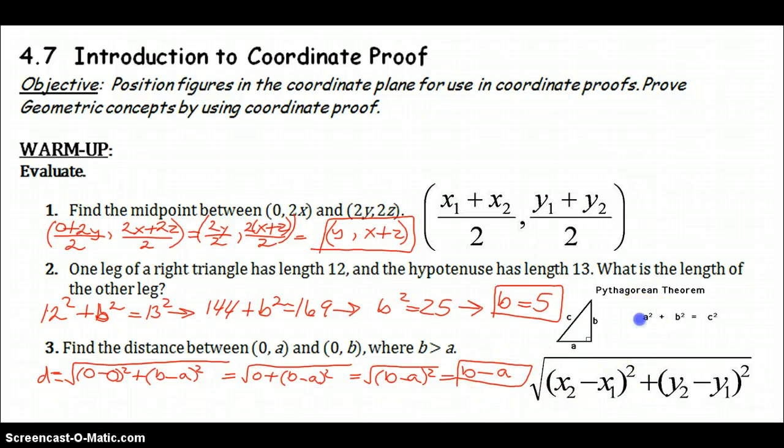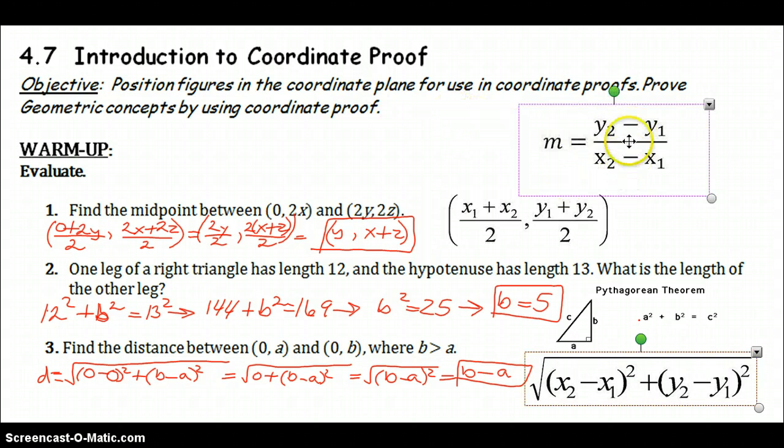Once again, make sure you copy these formulas down: the midpoint formula, Pythagorean theorem, and the distance formula. We've got one other formula that's going to be really useful in this lesson, and I'll go ahead and tell you what that formula is. That is the slope formula. The slope of a line is the difference of the y-coordinates over the difference of the x-coordinates, rise over run. So we will use the slope formula as well.